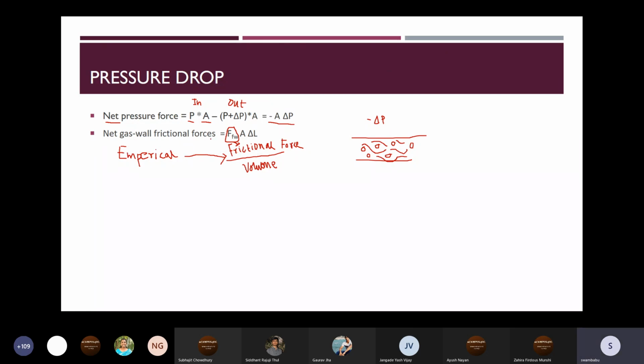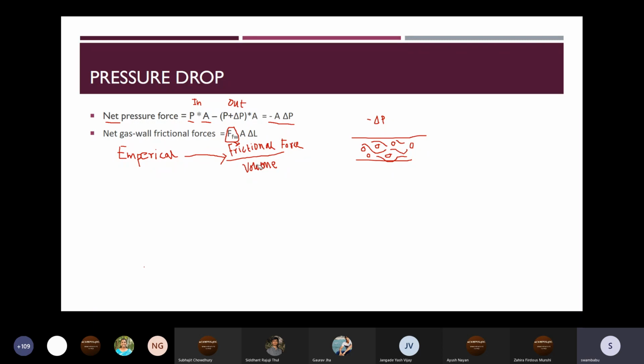So that is about the frictional forces between gas and wall. I have this empirical expression in the next slide. I will show it. I just have to erase this because I think I mistakenly wrote it here. Hope you understood. Since this is frictional force per volume, you don't have any.